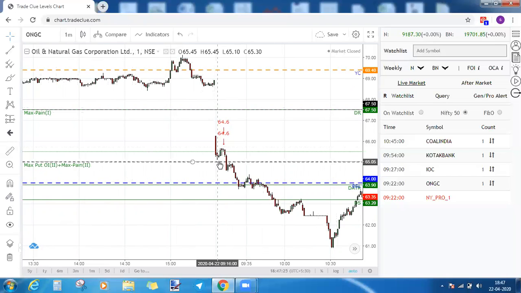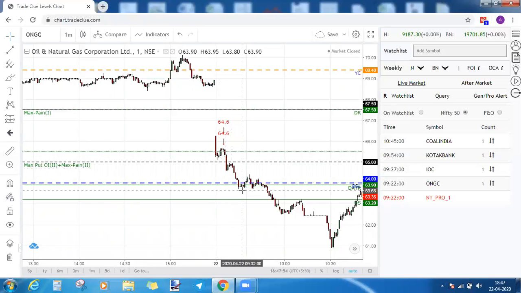So there was a test of this max put OI 2 and max pain 2. So this was the test. Then price bounced back and then again there is a break of that level. Now on successful break of this level on second attempt, the system generated the alert. Of course, there was a retracement back again, which gave you an opportunity to modify your stop loss. So from here, you could have modified your stop loss to here.